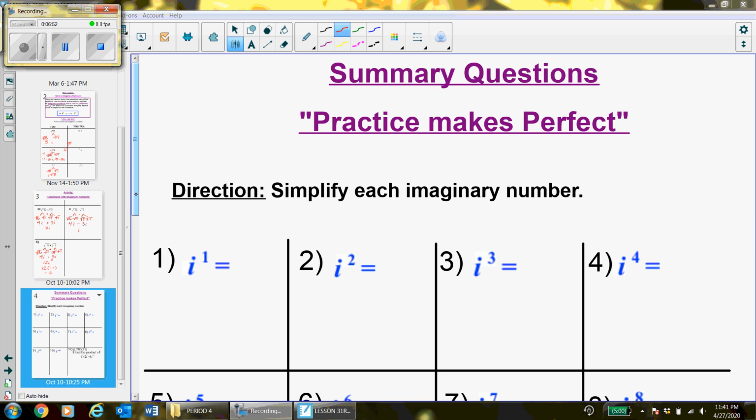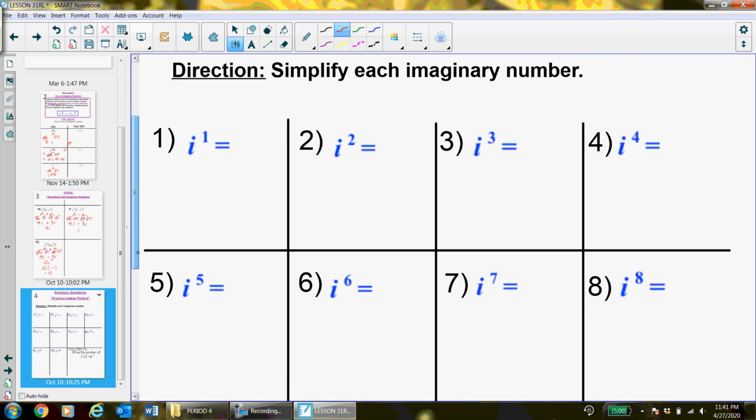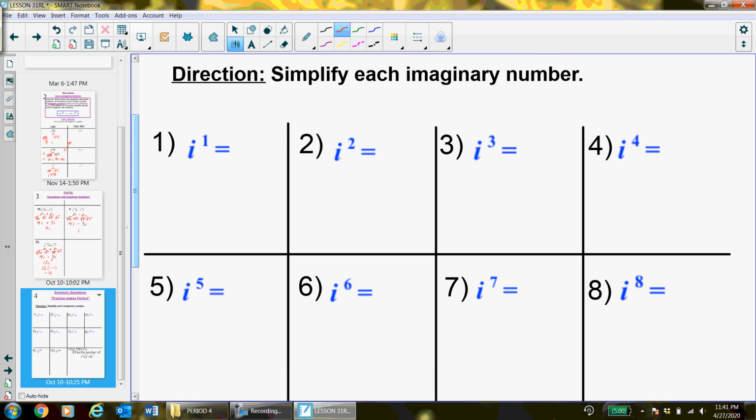Now this is just a little, I don't want to say study guide, but just a way for you to remember if you run into any of these. This first set of i's, i to the first, i to the second, to the third, to the fourth, all the way up to i to the 8th, they're all repetitive, right? So anytime you run into any of these imaginary numbers, you'll notice a pattern, all right?